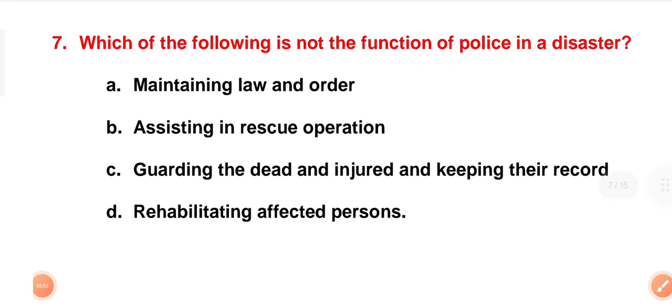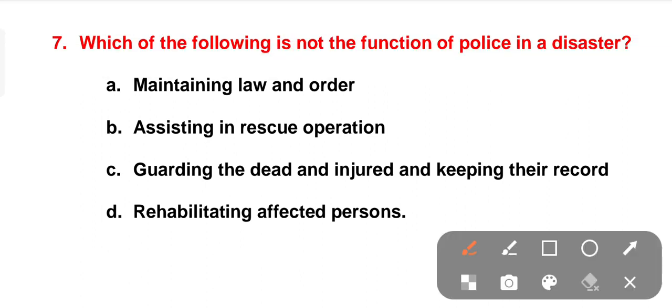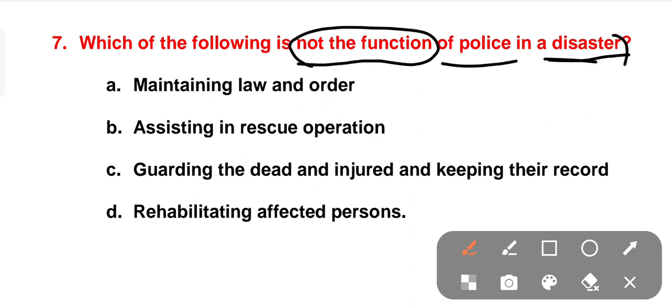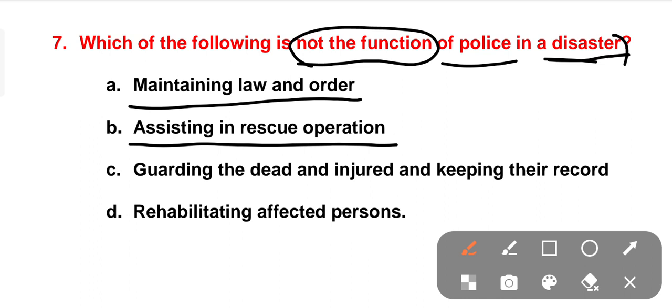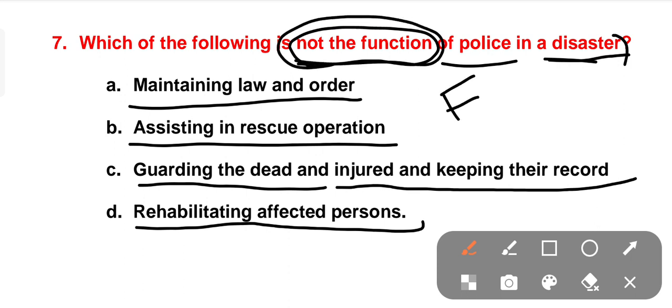So the next question is, which of the following is not the function of police in a disaster? In case of some disaster, we have seen a policeman. What is not the function of a policeman during the disaster? The options are maintaining law and order, assisting in rescue operation, guarding the dead and injured and keeping their record, and rehabilitating affected persons. Please understand the question. Here I am not asking the function of police in the disaster. I am asking what is not the function, that is, except one. The right option is option D.